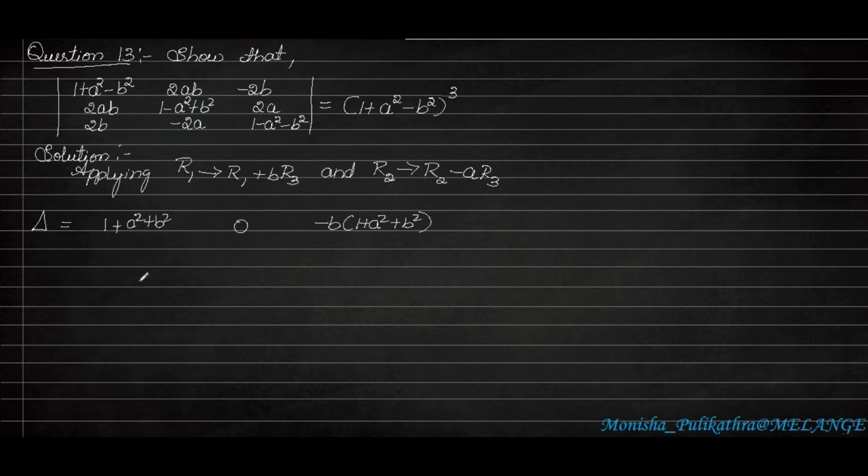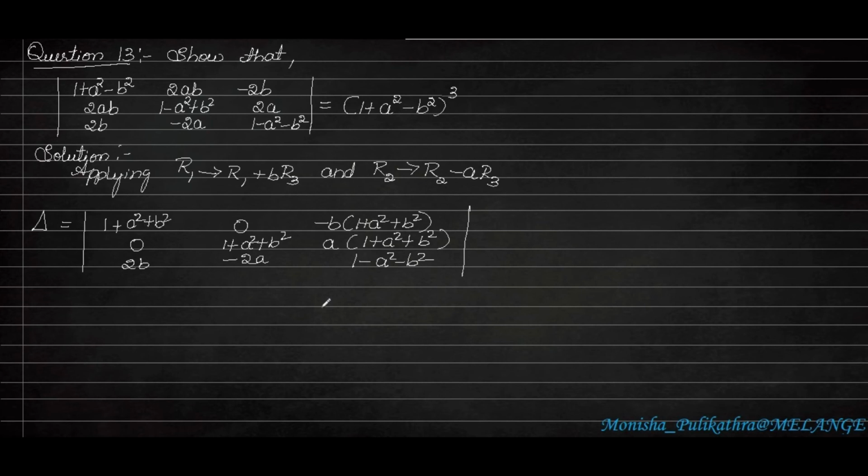For the second row also we have taken some changes. So here it will become 0, 1 plus A square plus B square, and here A into (1 plus A square plus B square). Since the third row has not gone through any change, we can write it as it is. That is 2B, minus 2A and 1 minus A square minus B square.